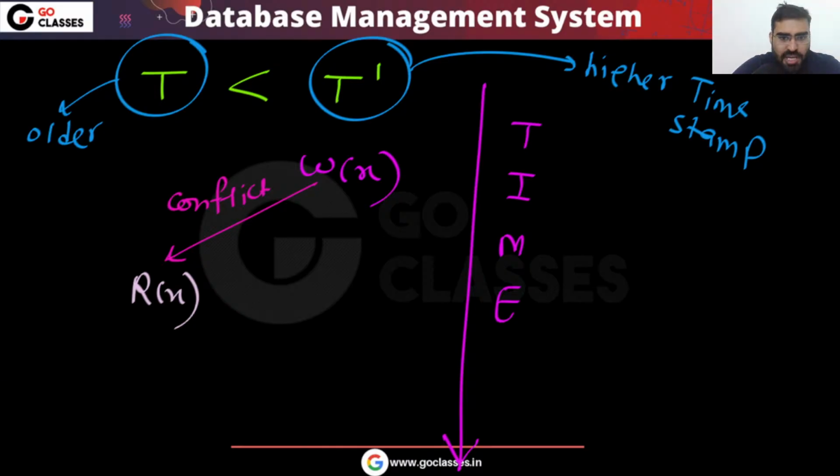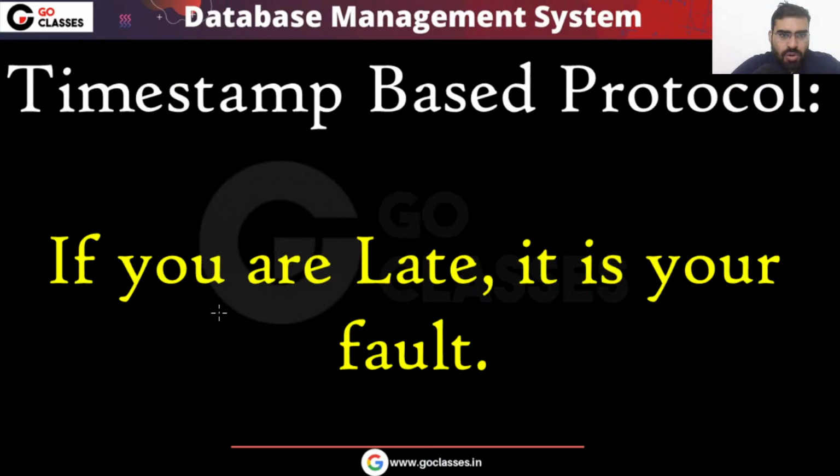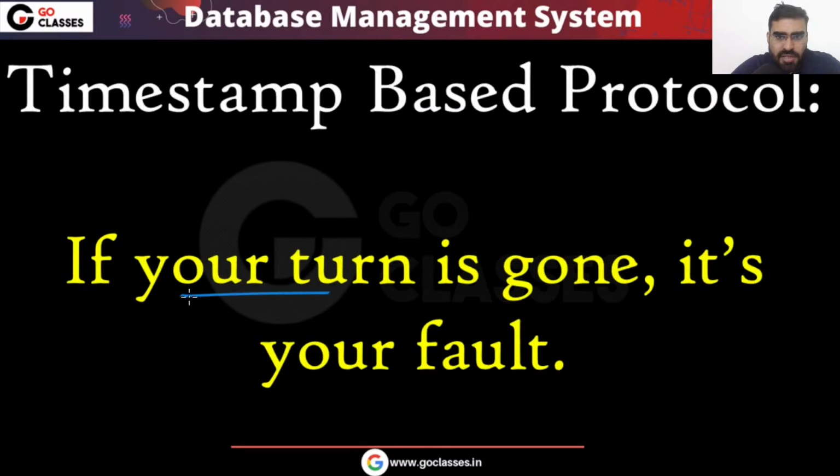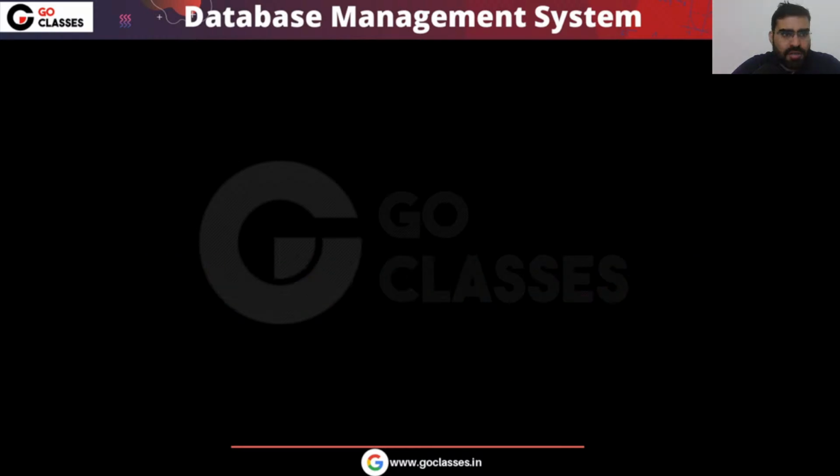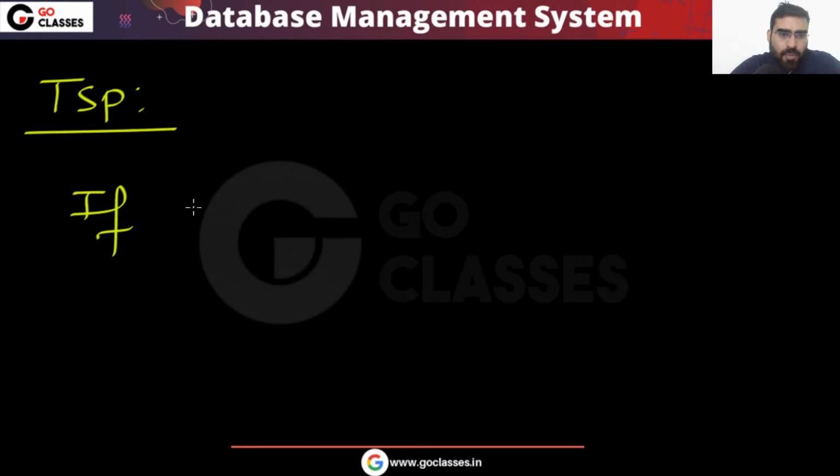Now, if this happens, then what? Let me tell you a simple rule. If you are late, it is your fault. Is this clear? If your turn is gone, it is your fault. And if it is your fault, this TSP says that then abort.